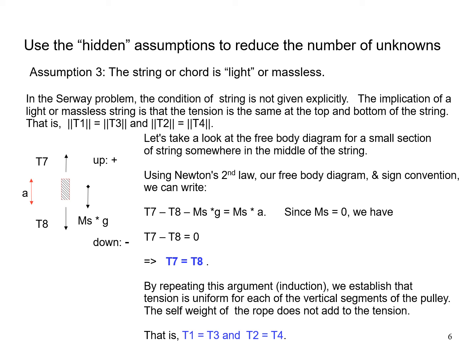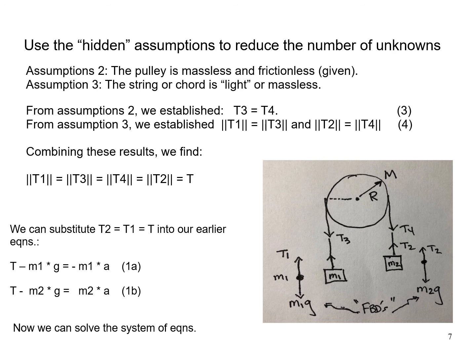By repeating this argument, we can make our string any length we want by adding small sections to it. And we'll find that the tension is the same throughout our string. In this way, we can conclude that the magnitude of T1 equals the magnitude of T3, and the magnitude of T2 equals the magnitude of T4. Now, we're almost at the end of our analysis. To recap, we found that T3 equals T4 by using our ideal assumption of a massless pulley. Furthermore, we found that the magnitudes of the tension are uniform on each side of the pulley by using our ideal assumption of a massless string.